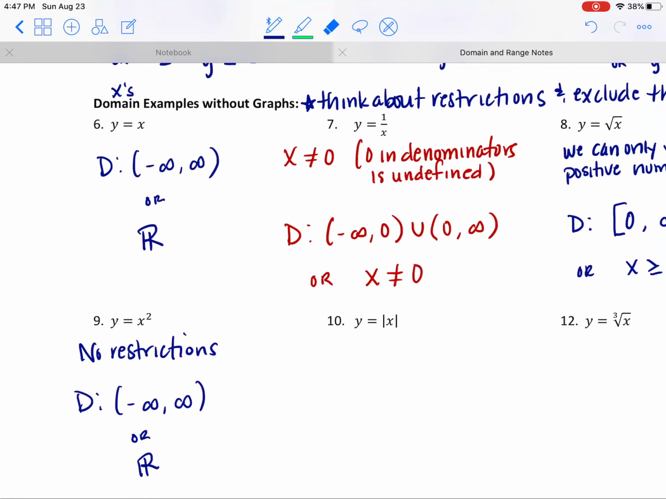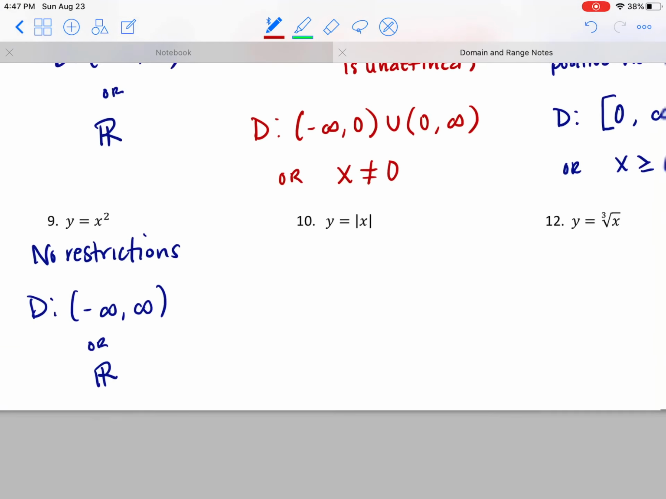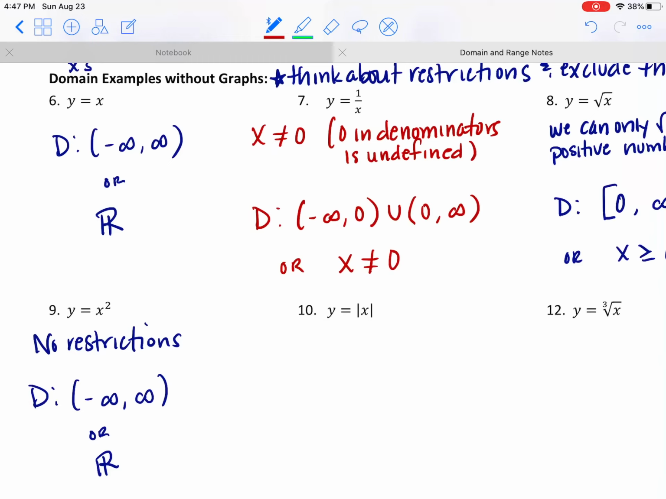Okay? How about an absolute value? I'm not going to cheat and look at the picture this time. Is there any restriction on what numbers we can take the absolute value of? Can you take the absolute value of a negative? Yep, you get a positive. Can you take the absolute value of 0? Yep, you get 0. Can you take the absolute value of a positive? Yep, you get a positive. Okay, this is again unrestricted here. There are no restrictions on what kinds of numbers I can take the absolute value of.